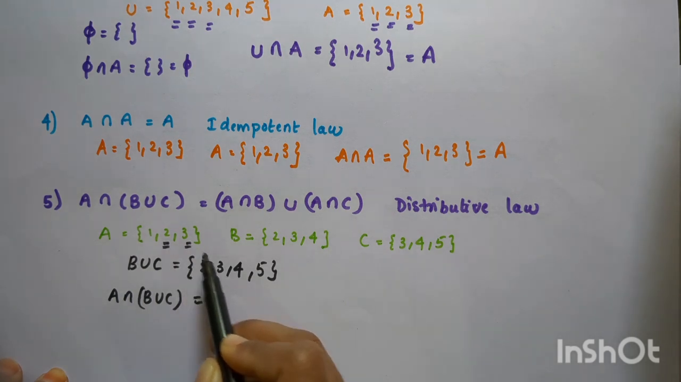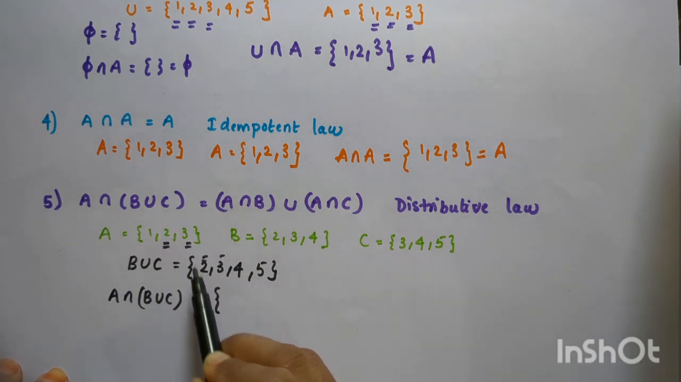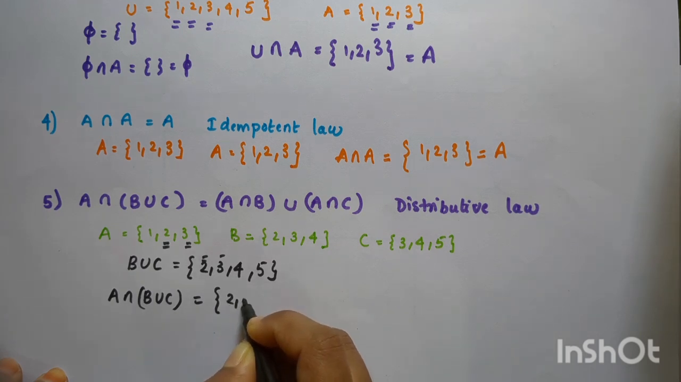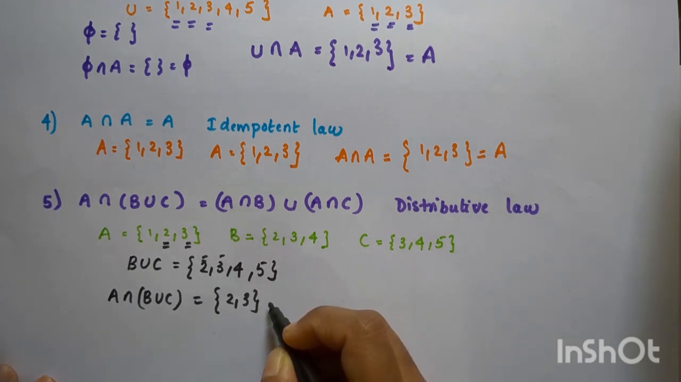3 is common in both. No other elements are common in both. So A intersection (B union C) will be the set of these two elements, 2 and 3.